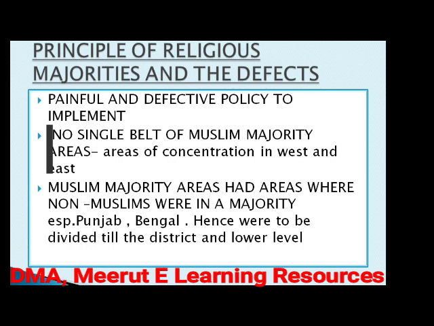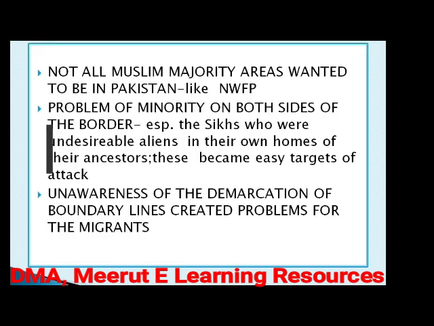Hence, what if divided till district and lower levels also? How do you divide it in one night, 14th and 15th of August? How do you divide it till lower levels? So it was painful, it was defective, it was difficult. So with these issues in mind, let's reflect on another issue. Do all Muslims actually want to enter India? So we have Khan Abdul Ghaffar Khan, also called the Frontier Gandhi, somewhere near the Pakistan-Afghanistan border. That is called the Northwest Frontier Province. So these areas did not actually want to become a part of Pakistan. What do we do with them? But they have Muslim majority areas, so they had no other choice.